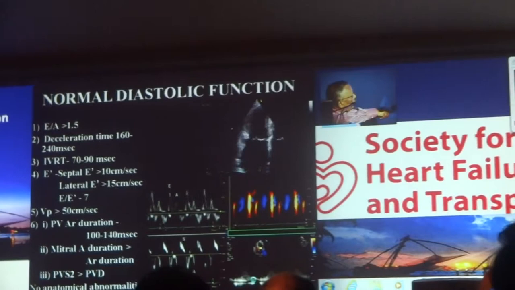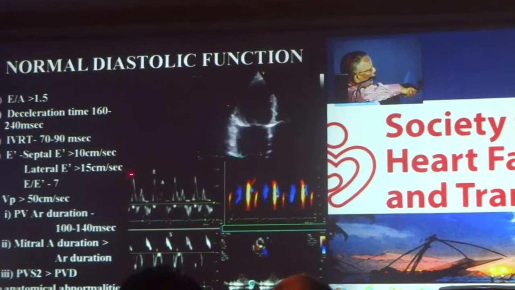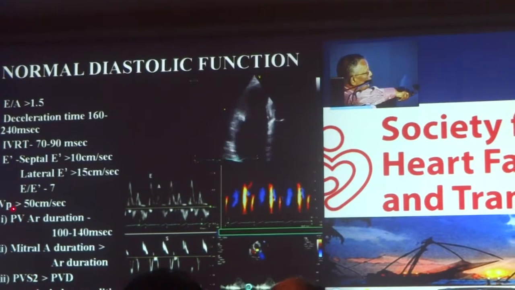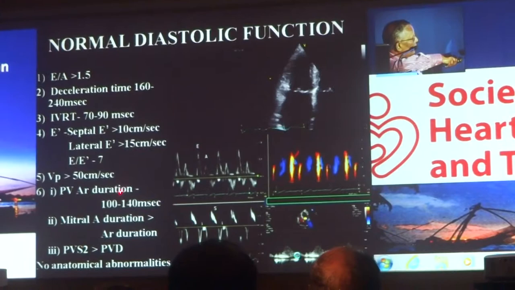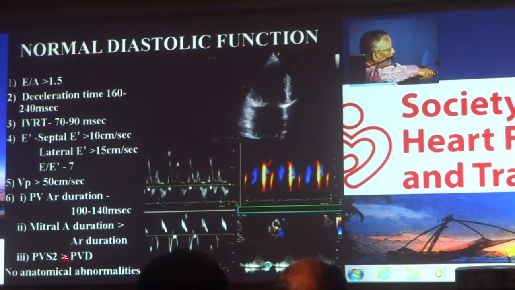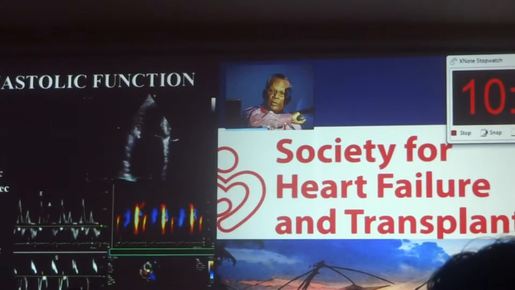E by A 1.5, deceleration time 240 milliseconds. Septal E prime 10, lateral E prime 15, E by E prime 7, velocity propagation more than 50, pulmonary venous atrial reversal duration 100 to 140 milliseconds, mitral A duration more than pulmonary venous A duration, pulmonary venous systolic more than pulmonary venous diastolic. These are the normal diastolic indices that you may find in a normal individual.